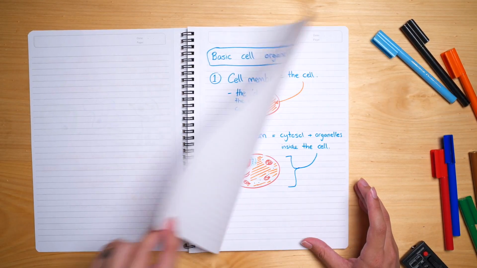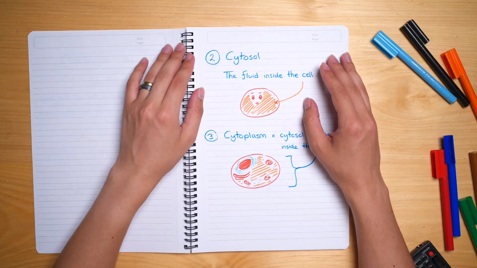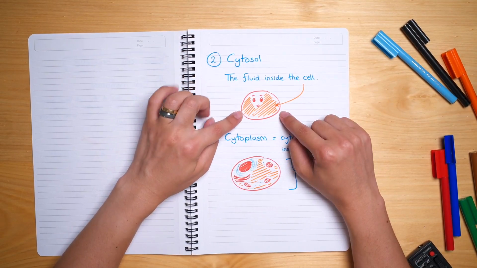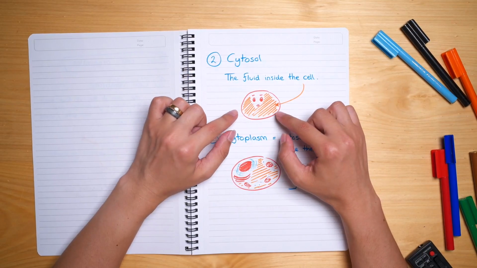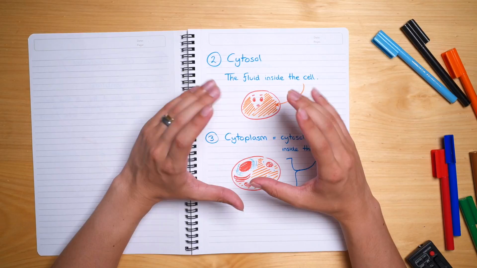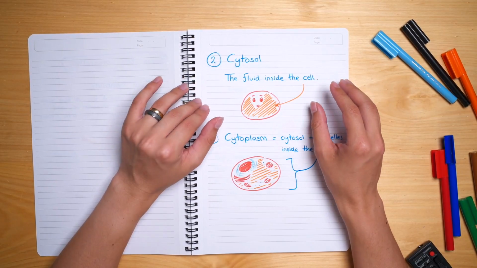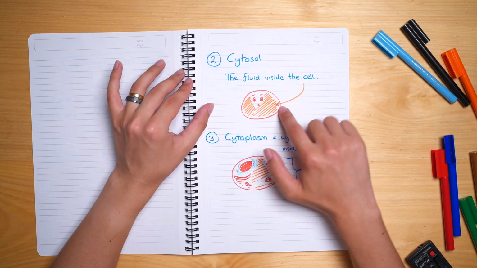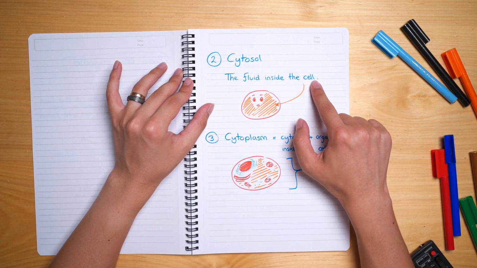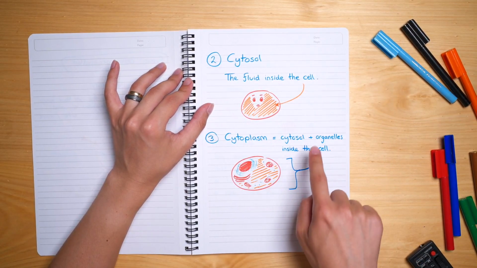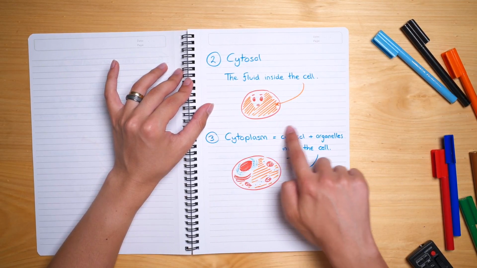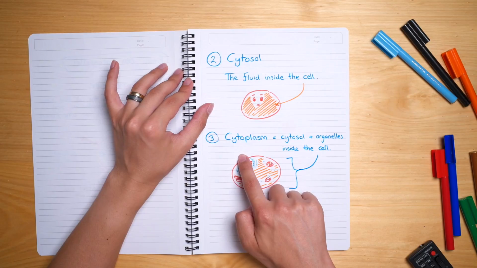So moving on. Next feature we have is cytosol. The cytosol is the fluid inside of the cell. Now I've been told that a cell is kind of like a balloon filled with jelly. It's kind of got a bit of a jelliness to it. So that fluid, I presume, would be the cytosol that they're describing. And if we consider the cytosol and the organelles inside, they would be collectively called the cytoplasm.